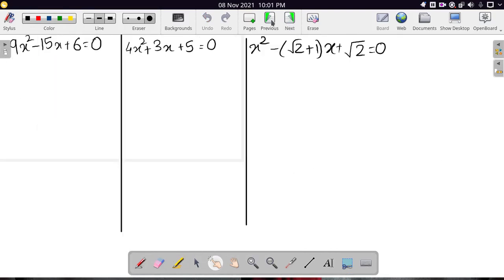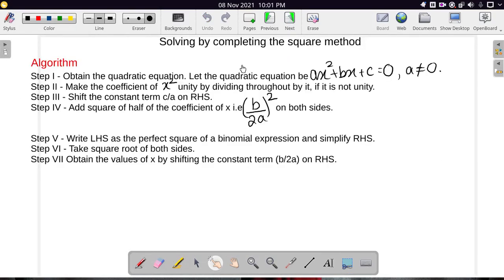Now let us move on. What we have next? We have the completing the square method. Now, completing the square is a very important method, I should rather say. So, the algorithm. Let us look at the algorithm.